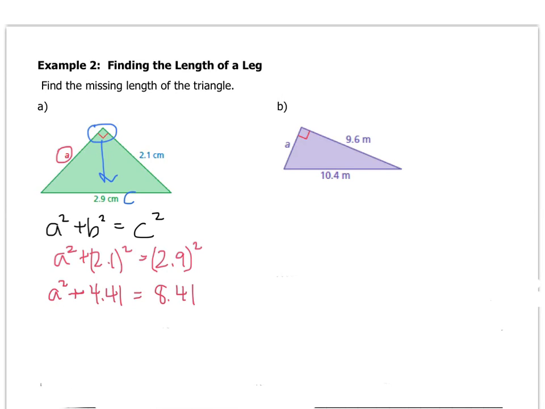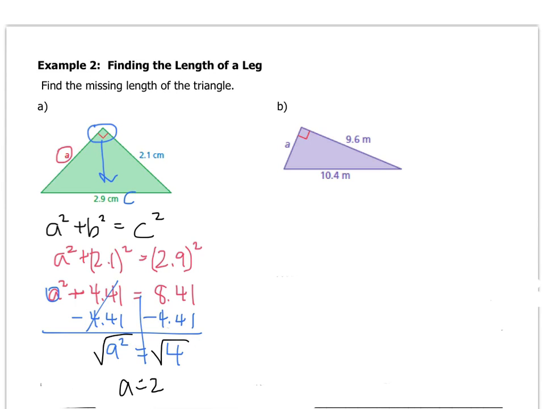So if you forgot, hopefully this triggers your memory. This is all the way back from chapter 1. You need to get everything away from this a. So we have to do some inverses. So the first inverse I'll do is minus 4.41. And I get a squared equals 4. And then the final step is to square root to get the exponent away. So you just get a equals 2. So that means the answer is 2 centimeters.